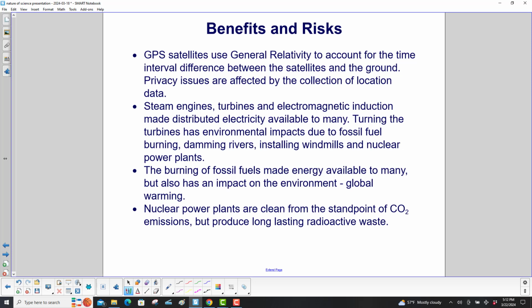Steam engines, turbines, and electromagnetic induction made distributed electricity available to many. Turning the turbines has environmental impacts due to fossil fuel burning, damming rivers, installing windmills, and nuclear power plants. The burning of fossil fuels made energy available to many, but also has an impact on the environment, global warming. Nuclear power plants are clean from the standpoint of carbon dioxide emissions, so they don't impact global warming. However, they produce long-lasting radioactive waste.